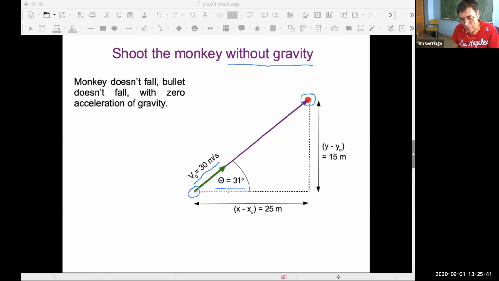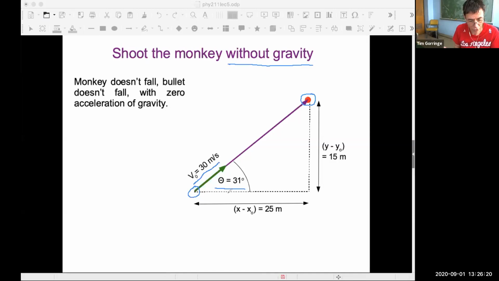Now, what happens if there is no gravity? If there is no gravity, the gun's fired, the monkey releases the hold on the tree, what happens? If there's no gravity, actually the monkey doesn't fall. The monkey just floats there. And if there's no gravity, the fired bullet also doesn't fall. And so the monkey remains stationary and the bullet just continues on with the velocity that it initially had in a straight line path.